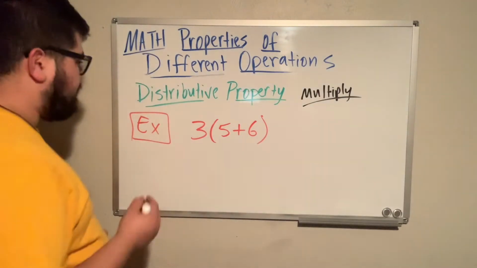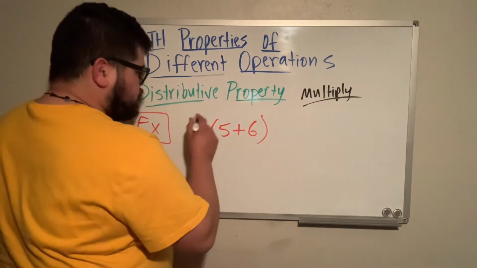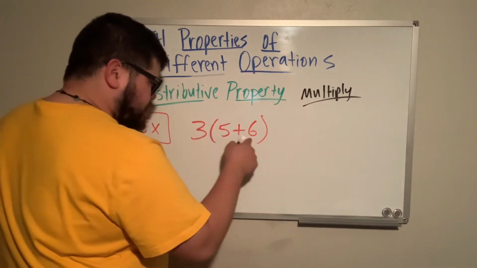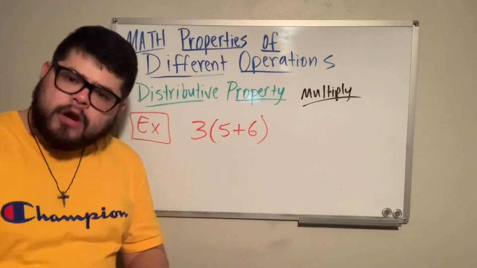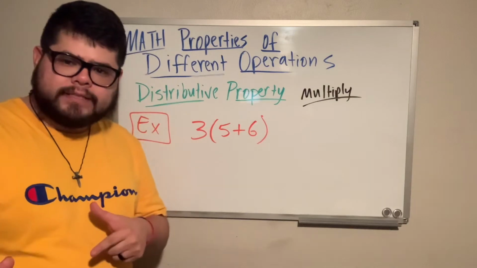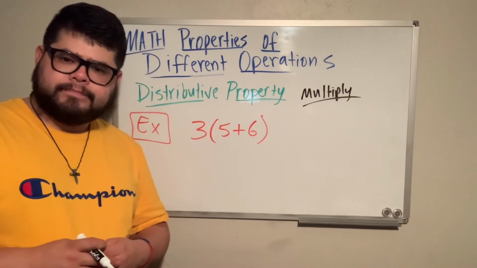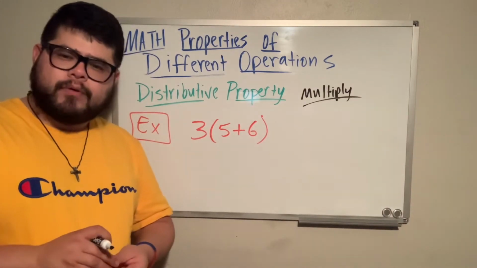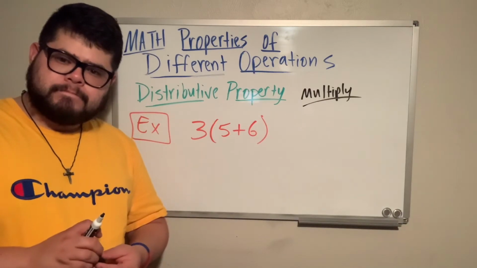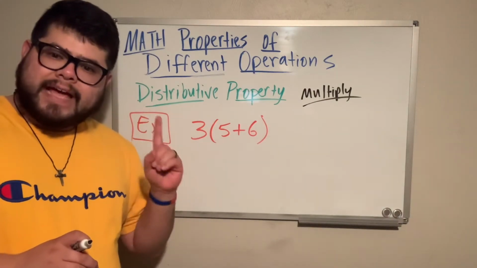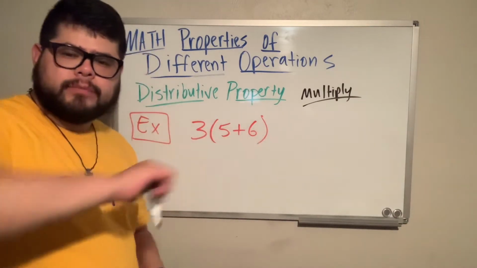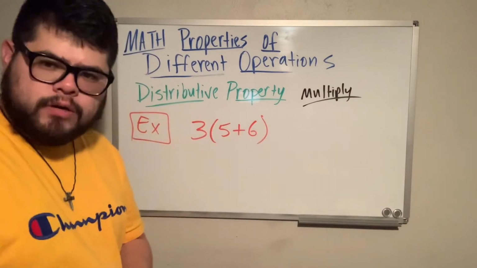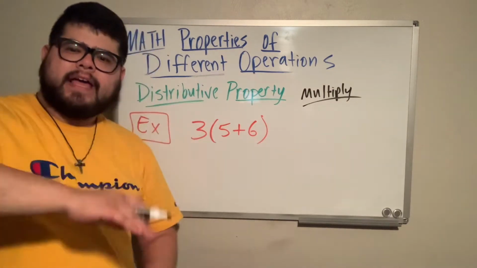The distributive property is this. We're going to distribute this 3 to every term in the parentheses. Remember, we talked about terms already. Terms are separated by what and what? We've got to remember these things. Terms are separated by addition and subtraction.